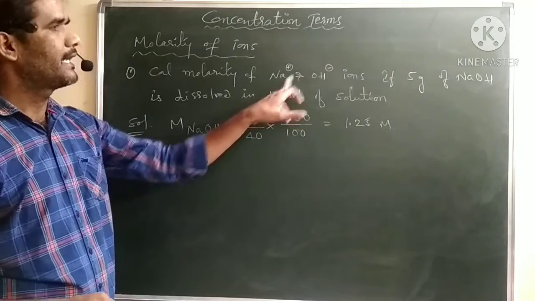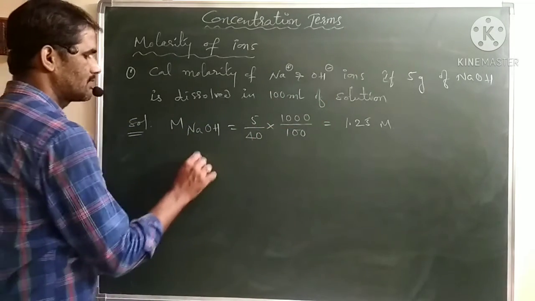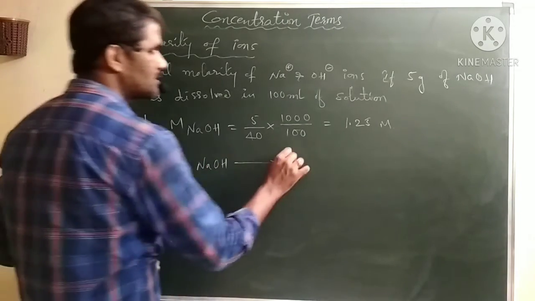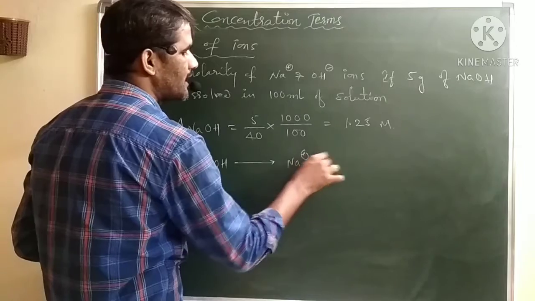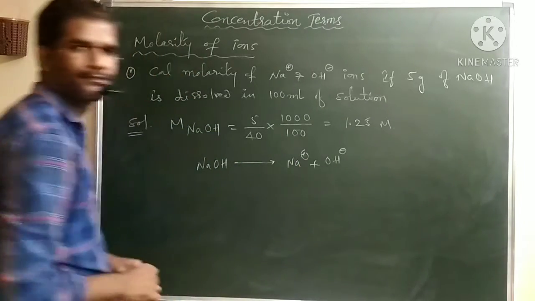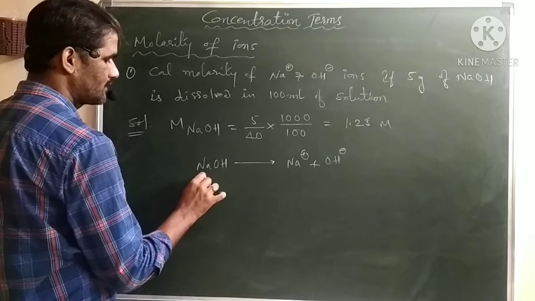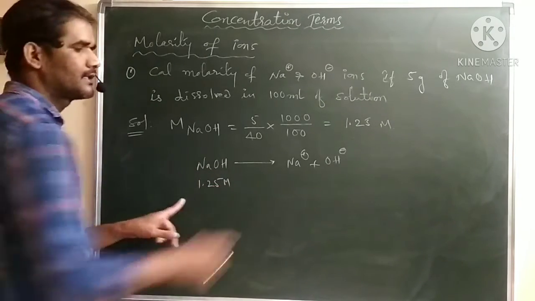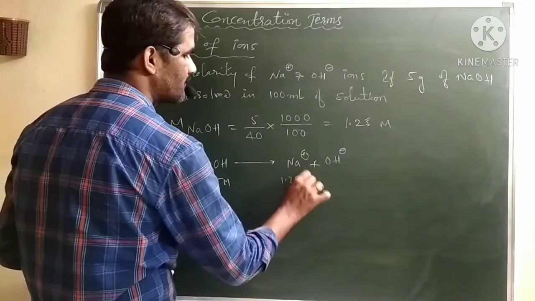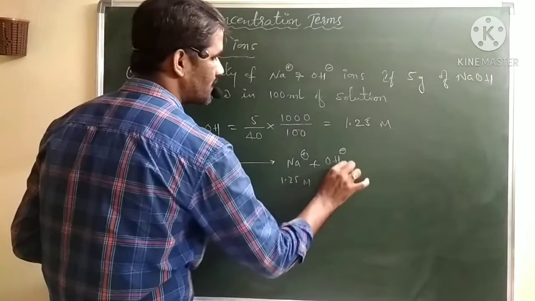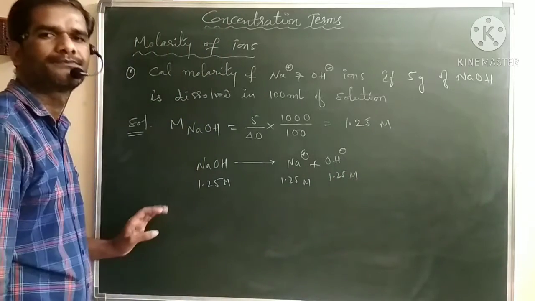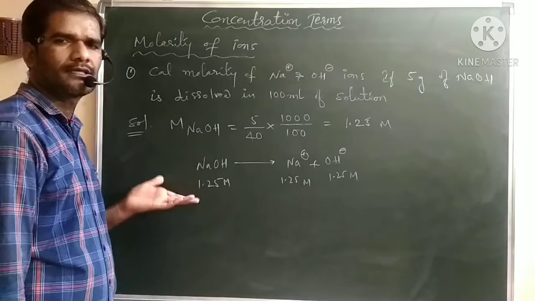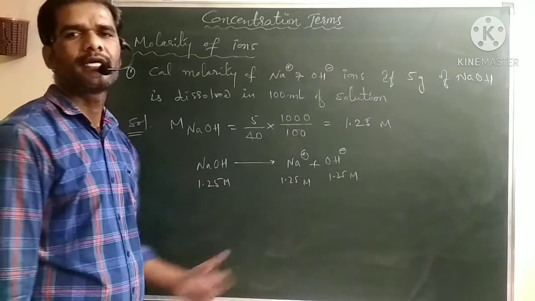Now they are asking about Na plus and OH minus. So let us take NaOH. It undergoes dissociation as Na plus and OH minus. Initially it is 1.25 molar, and upon dissociation it will give the same 1.25 molar of Na plus and 1.25 molar of OH minus ions. That's the individual concentration. In this case, the compound concentration is equal to the ions concentration.